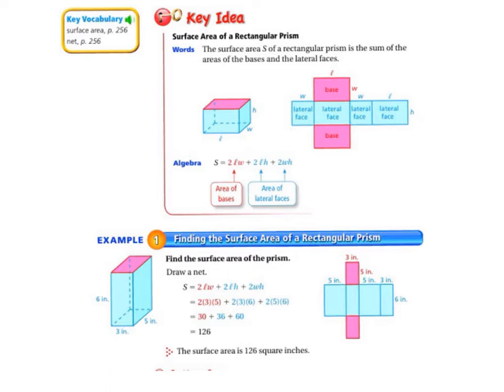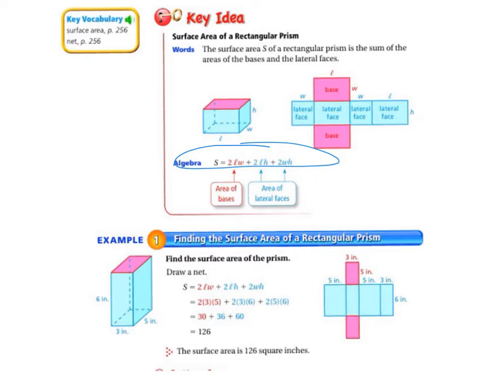At the top of the page is a reminder of what we took in our notes yesterday. The surface area of a rectangular prism is the sum of the areas of the bases and the lateral faces. And the formula for that is 2 times the length times width plus 2 times the length times height plus 2 times the width times height. So if you haven't written that in your notes, you need to write it now.